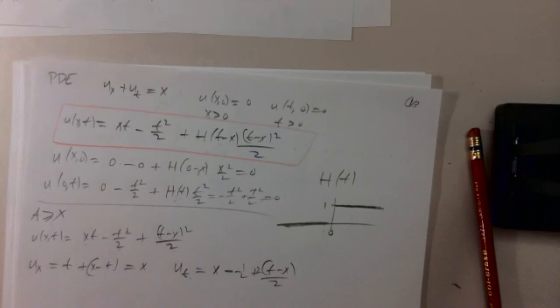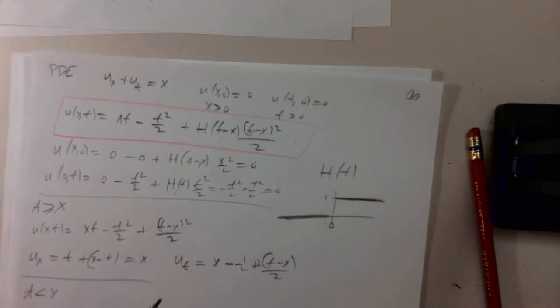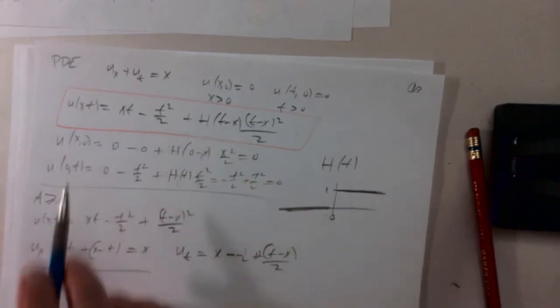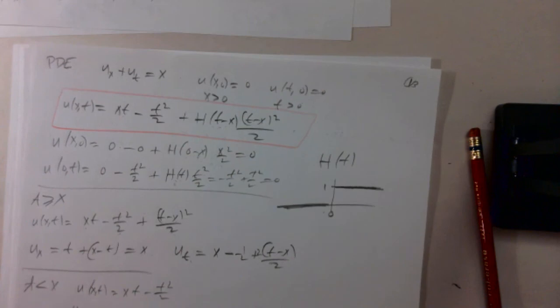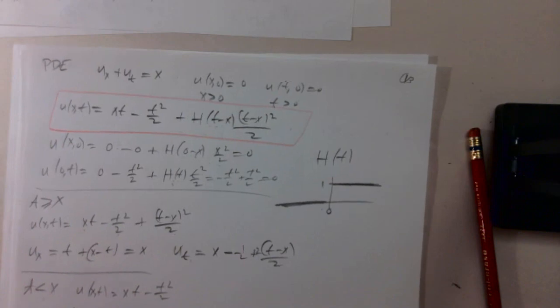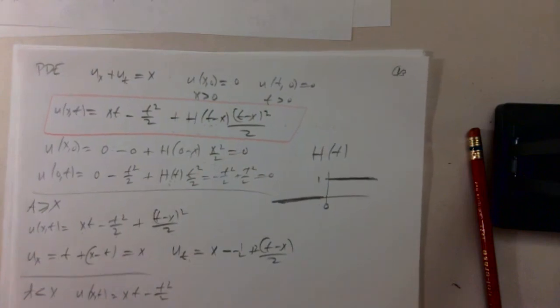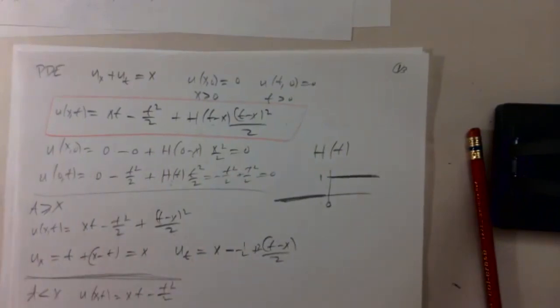Let's see. So let's look at the easier case maybe. When t is less than x, this is negative, so this is 0. So u of x, t is just xt minus t squared over 2. So the partial of u with respect to x is t. Partial of u with respect to t is equal to x minus t. So u_x plus u_t is t plus x minus t, which is x, and that checks. So for t less than x, this is fine.